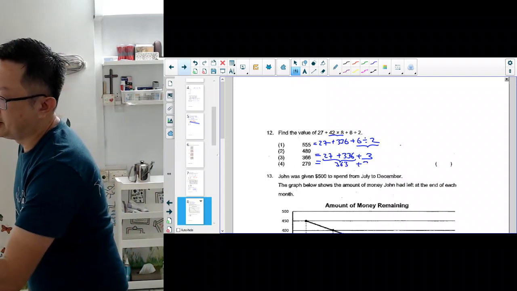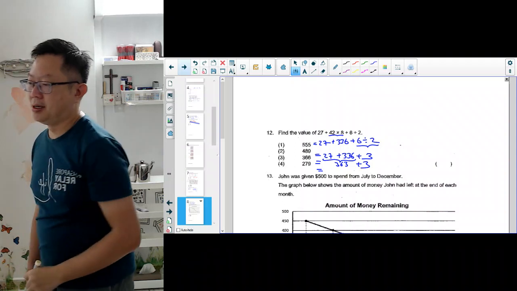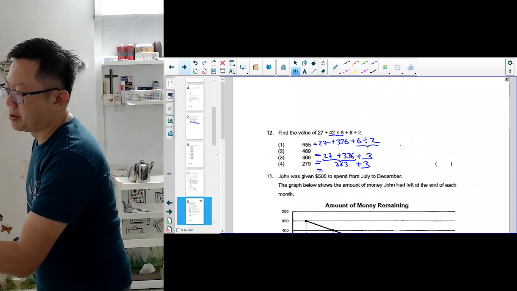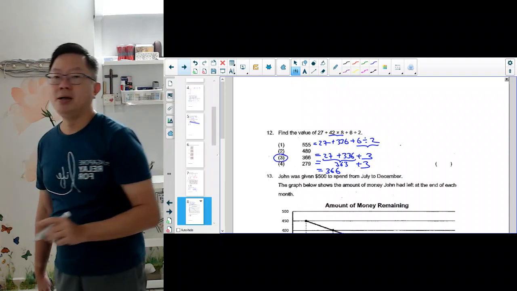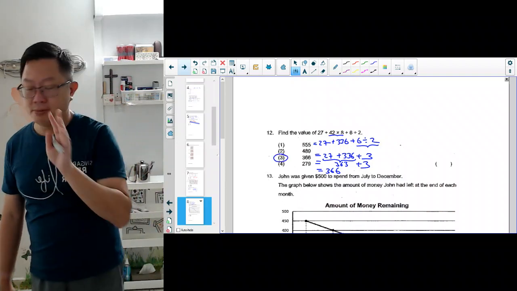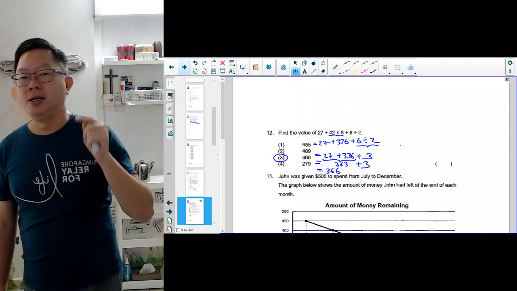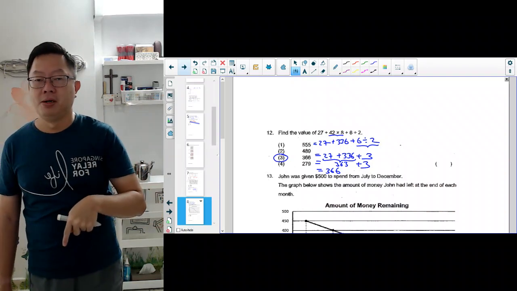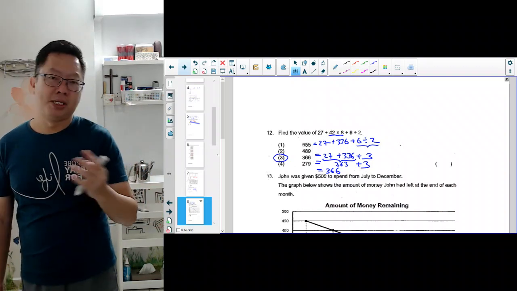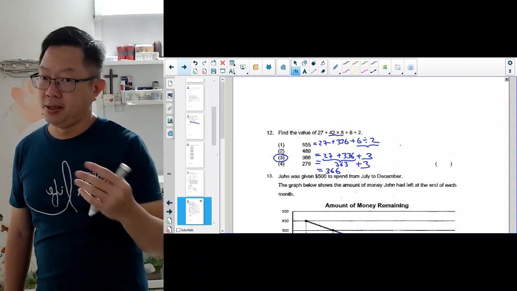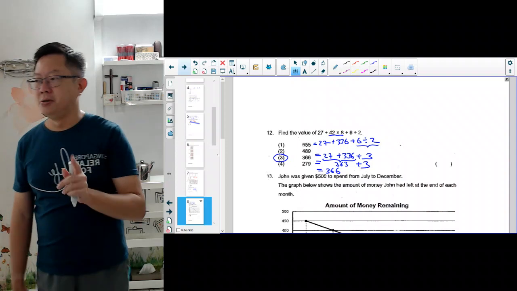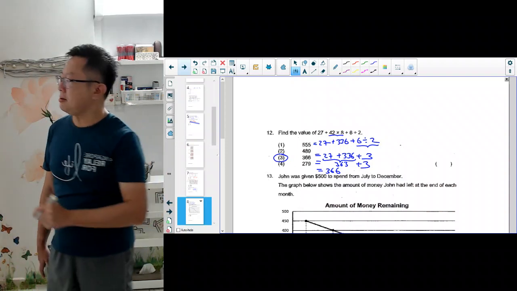And then finally, you do the last step, which is the plus. So 363 plus 3 will be 366. So your answer will be number 3. So what's the lesson here? The lesson here is to do the important one first. So if you have plus and times, which is more important, you do the times first. Alright, and a divide is more important than plus. So you do the divide first as well.